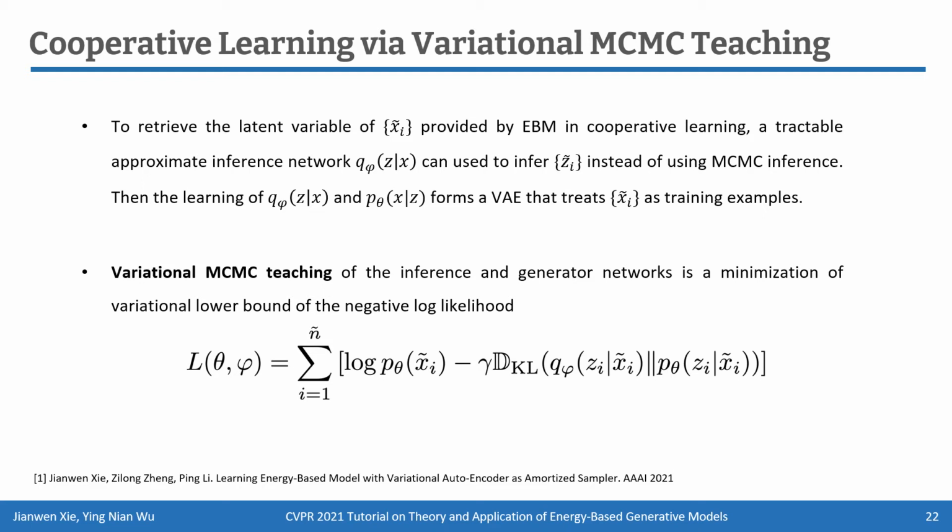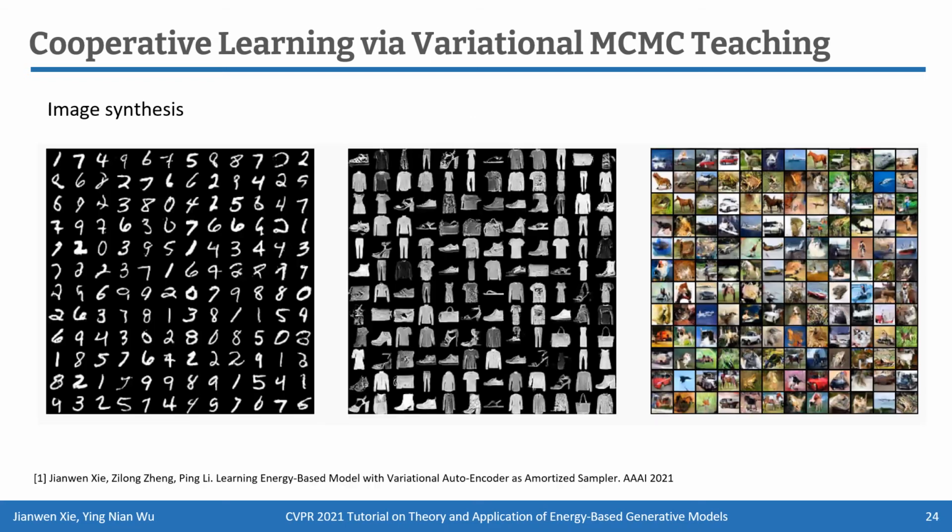We can further improve the cooperative learning scheme by a variational version of MCMC teaching, where we learn an inference model very much like a VAE. I will skip over the details except showing you some synthesis results.